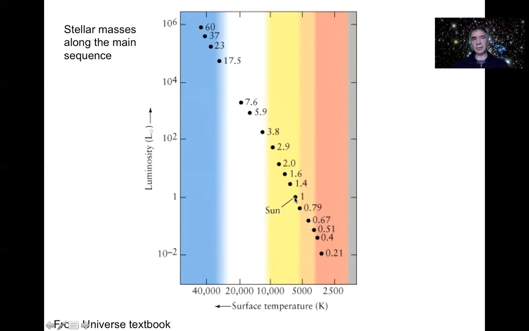Now, probably a good time to try and dispel a common misconception, that the main sequence is somehow a time sequence. It's nothing to do with time. The sun, which is sitting here at this location, 6,000 Kelvin and 1 solar luminosity, is not going to change over its main sequence lifetime, the time it spends at this main sequence location. It's just going to sit there. It's not going to move up or down this sequence. Once a star is born with a particular mass, that determines where on this main sequence the star sits and stays.